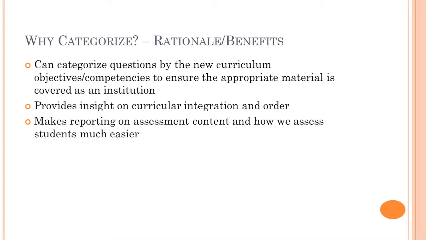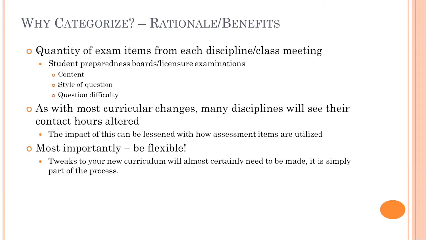So again, moving forward with why do we categorize? What are the benefits of this? Well, you can look again at the different areas. So the quantity of exam items from each discipline or class meeting. We found here that we were emphasizing certain class or certain content areas more through the amount of assessment items than we realized, and we weren't emphasizing certain areas as much as we would have liked through the amount of questions that we're asking on it.